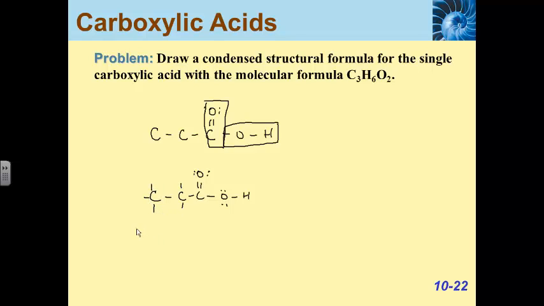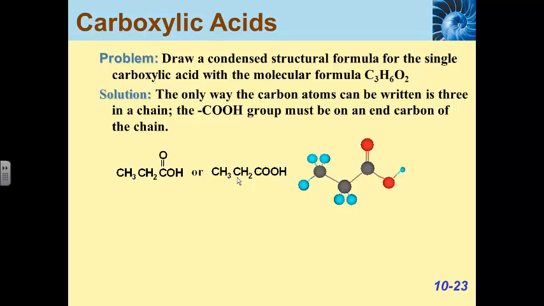We get this structure, CH3, CH2, COOH. COOH, the organic acid, must be at the end of a group. That has to be the terminal carbon. There's no other place to put it within the structure. COOH will always be at the end of your carbon chain. And indeed, ours did match. Take a look at this slide. It's the solution to what we just drew.